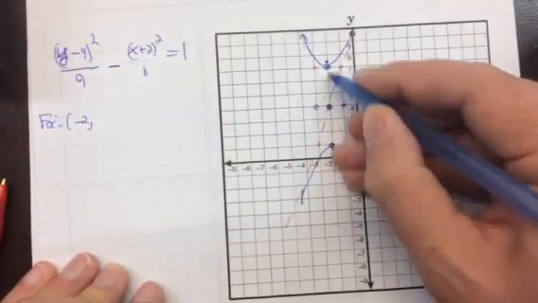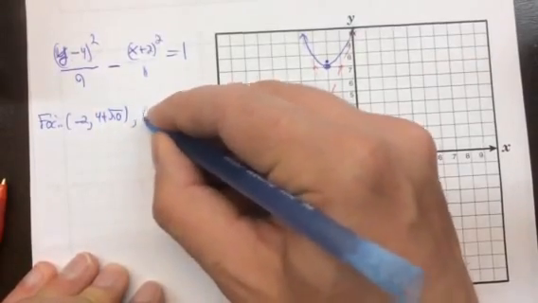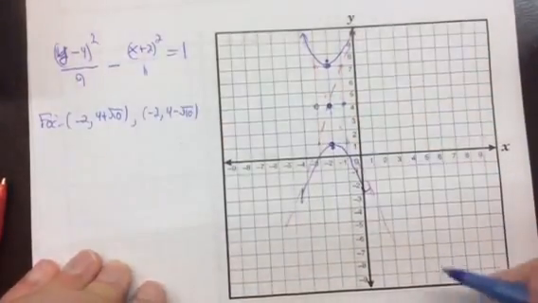This is 4 plus the square root of 10. And we also have -2 comma 4 minus square root of 10, because we went down by the square root of 10 from here. So that's what's up with that.